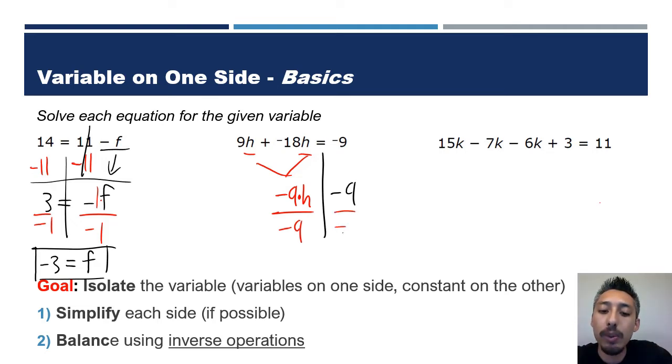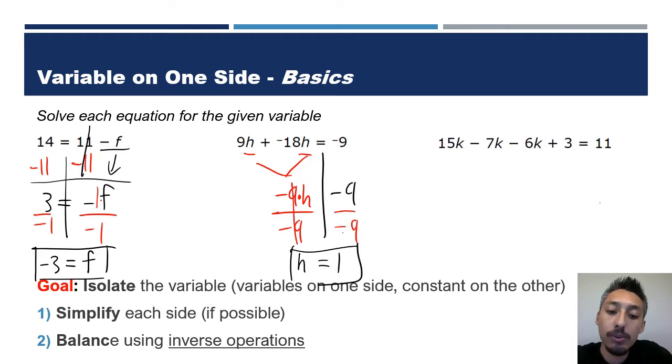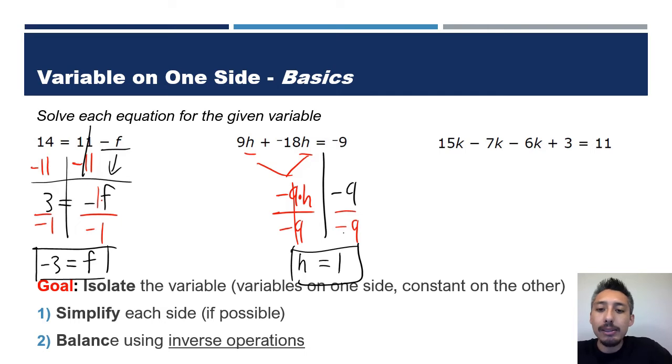And whatever we do to one side, we need to do the same thing to the other. On the left side, negative 9 divided by negative 9, this is going to cancel out. So this is going to give us just h is equal to, and on the right side, negative 9 divided by negative 9 is just 1. So h is equal to 1. And last, we have our third example. 15k minus 7k minus 6k plus 3 is equal to 11.